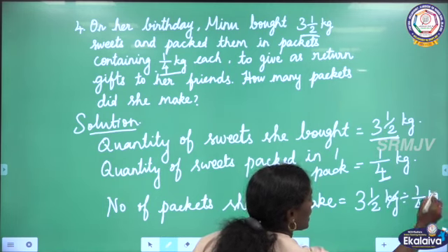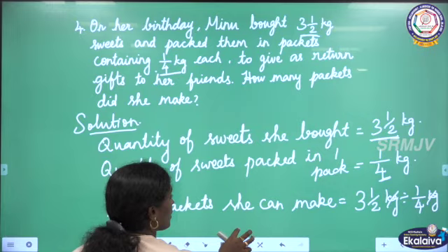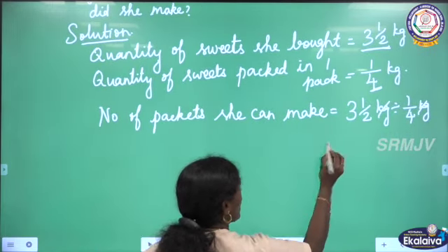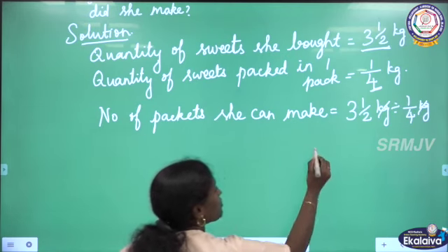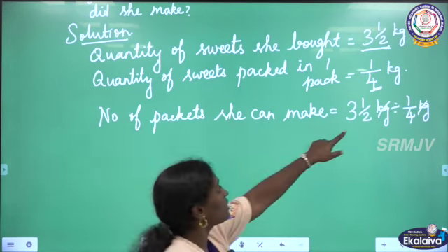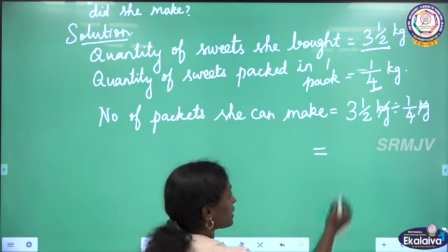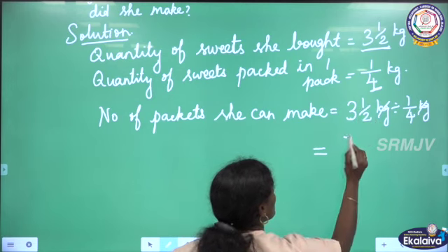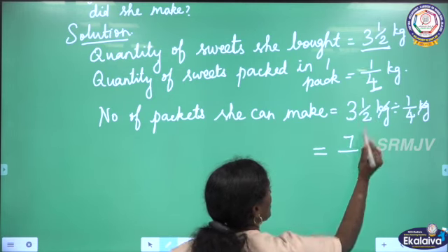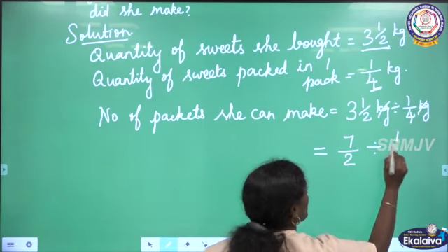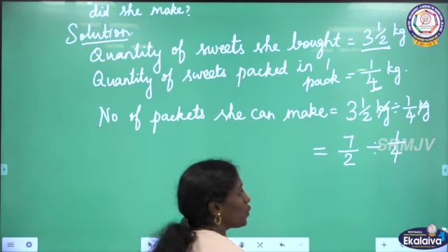Okay, here kg will be cancelled. Here the fraction is a mixed number. So first we are going to convert it into an improper fraction. Here 3 1 by 2. For that we have to multiply the denominator and the whole number part. 3 2s are 6. Then we have to add the numerator. 6 plus 1, 7, by the same denominator 2. 7 by 2 divided by the second fraction 1 by 4.